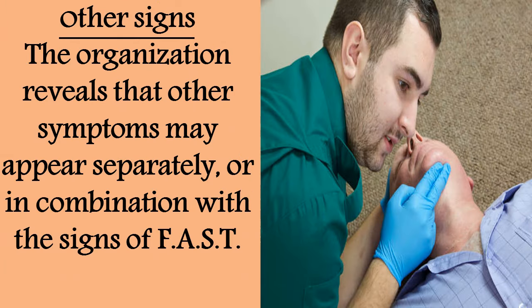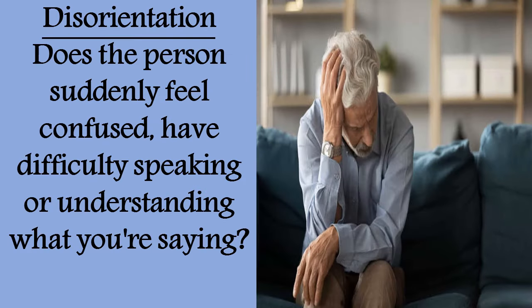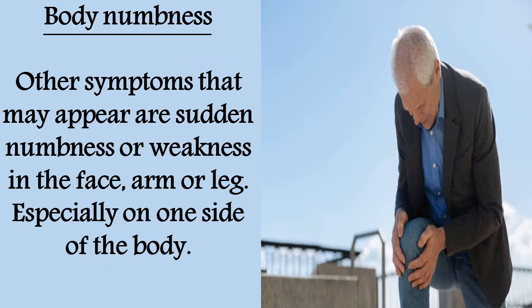Other signs. The organization reveals that other symptoms may appear separately, or in combination with the signs of FAST. Disorientation. Does the person suddenly feel confused, have difficulty speaking or understanding what you're saying? Body numbness. Other symptoms that may appear are sudden numbness or weakness in the face, arm, or leg, especially on one side of the body.